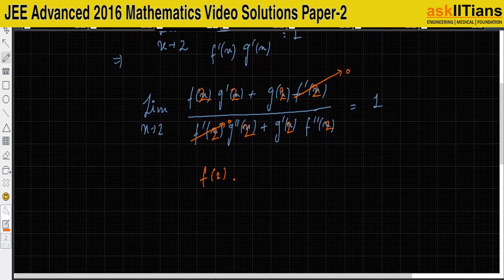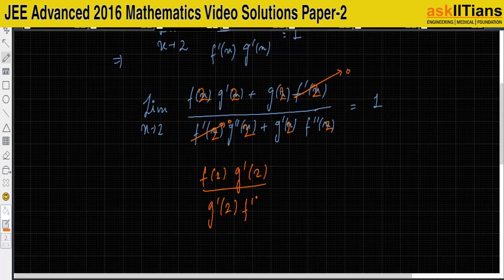So this is f2 into g dash 2 divided by g dash 2 into f double dash 2, and this will be equal to 1. Now g dash 2 is not equal to 0, so I can cancel it out. So from here I'll get f double dash 2 is equal to f2. So clearly option D is correct, right?